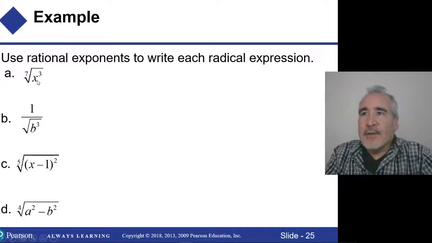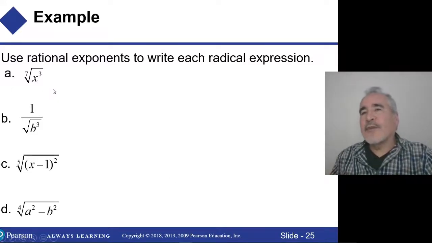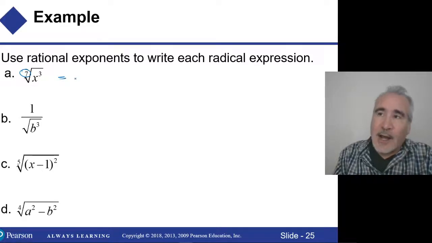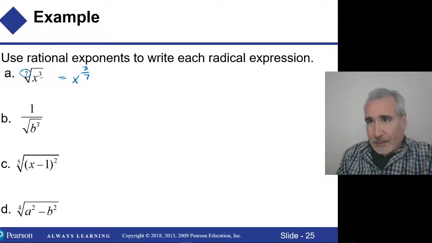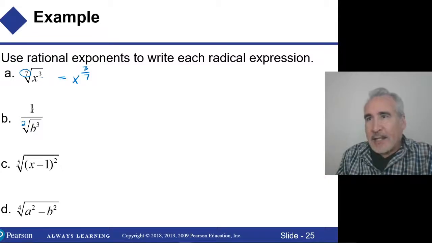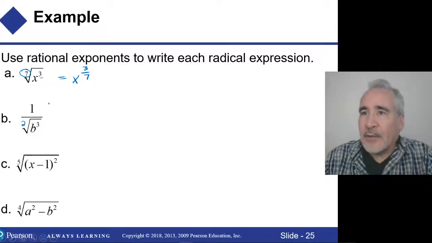Okay, a 7th root. So now let's make these into fractional exponents. Now remember, the index is the denominator of the fraction, and this is the numerator. So it's going to be 3/7. That's it. Remember, when there's no index, the index is actually 2. And then you could make it negative and move it up. We'll see if they do that.